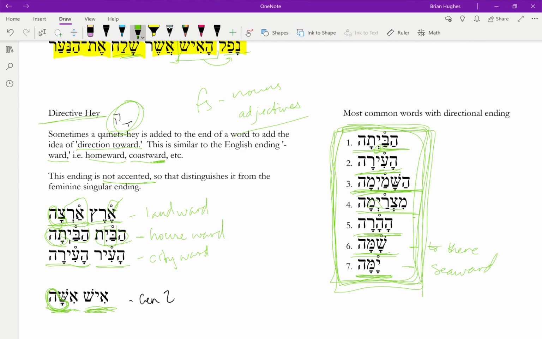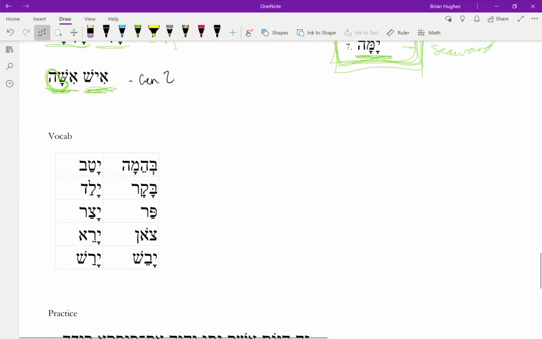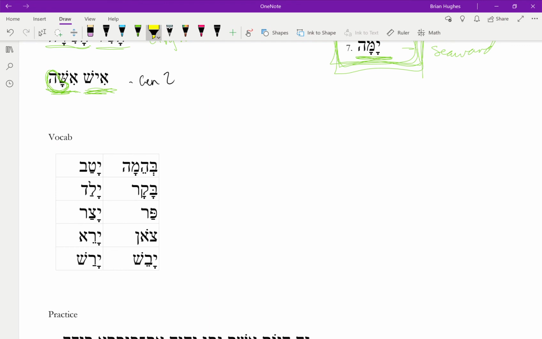And just for your future knowledge, or maybe knowledge right now. All right, let's go over our vocab for the chapter. We have behema is animal or cattle. A lot of these words seem like they prep you to study Leviticus. Bakar is herd. Par is a bull. Zon is a flock. Yavesh is to be dry or to wither. Yatav is to be good, and you can see how this form is related to tov. So this is the verbal form of that concept, yatav, to be good.